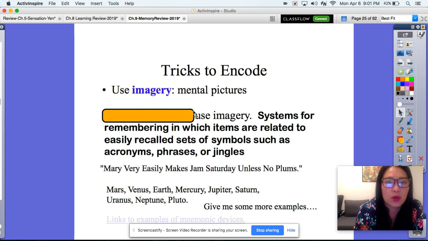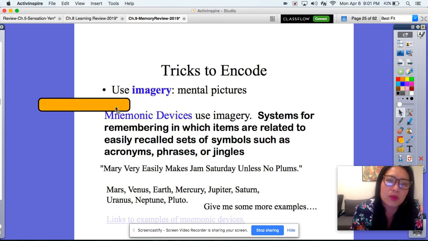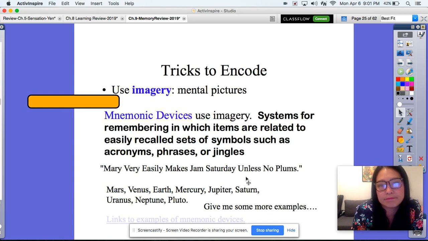Okay, tricks to encode. So a lot of times we use imagery. Some of you guys will use jingles, phrases, acronyms. All of those are considered mnemonic devices. So like trying to remember the order of operations of math, we always use, please excuse my dear Aunt Sally. So whatever you guys use, that would essentially be tricks for encoding, a mnemonic device.